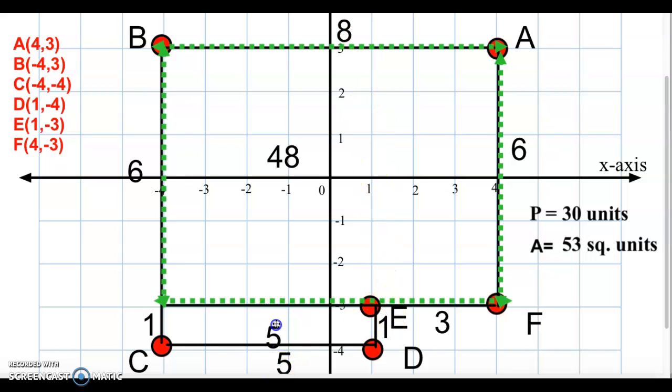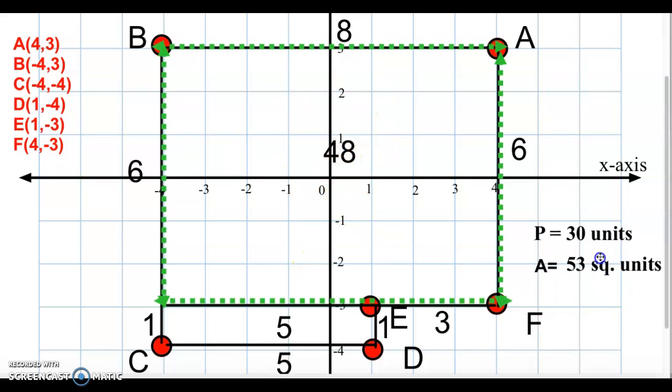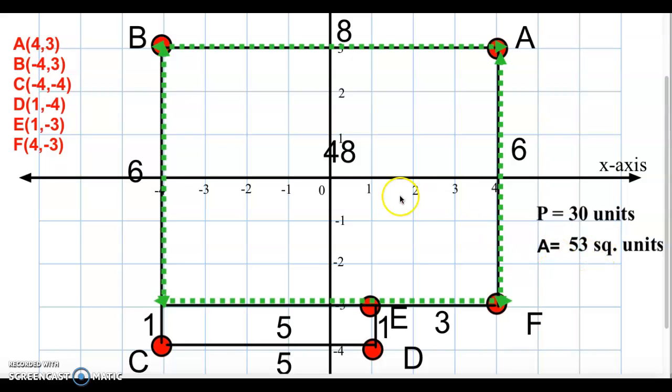I found the area of my bottom rectangle, which was 5. I found the area of my top rectangle, which was 8 times 6, which is 48, this green one. And when I add together 48 plus 5, I get 53 square units. For the area, what's inside? The perimeter is the distance all around, so it was 8 plus 6 plus this 1 plus 5 plus this 1 plus 3 plus 6. And that perimeter came out to be 30 units.